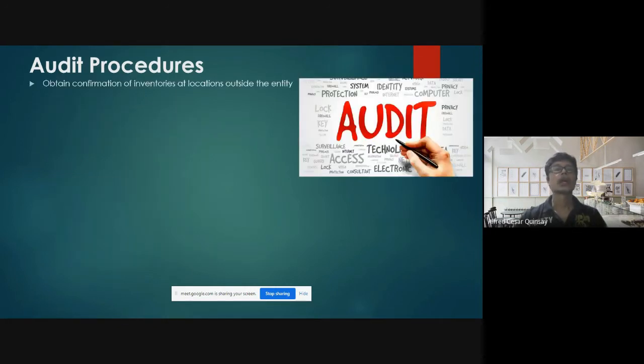Okay, so now the next audit procedure is obtain confirmation of inventories at locations outside the entity. So, gaya na sinabi natin kanina, ang inventory hindi lang naman dapat nandun lang sa company premises o kung dun lang sa pag-aari ng kumpanya. Now, pwede rin na yan, pwede rin nasa iba yan, nasa ibang lugar yan, no?